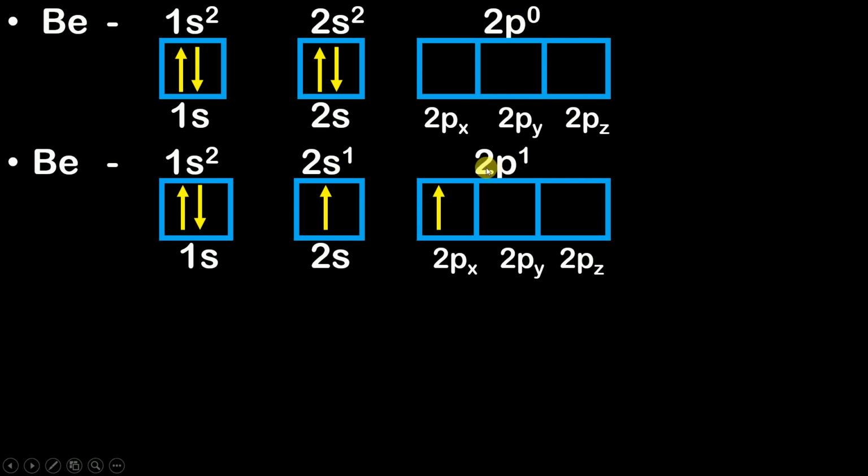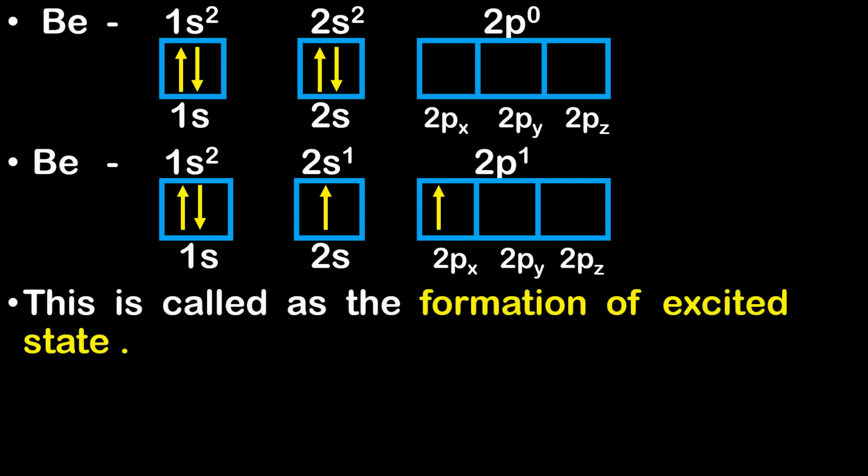Why? Because now 2p1 contains one electron, and that one electron is present in the 2px orbital. Okay, this p is a subshell, and 2px is an orbital, so that one electron is present in the 2px orbital. And guys, this is called the formation of an excited state. Why is it called the formation of an excited state? Because as mentioned earlier, it has gained some energy and then transferred to the other orbital. It has gained energy and then transferred from the 2s orbital to the 2px orbital. Clear with this?